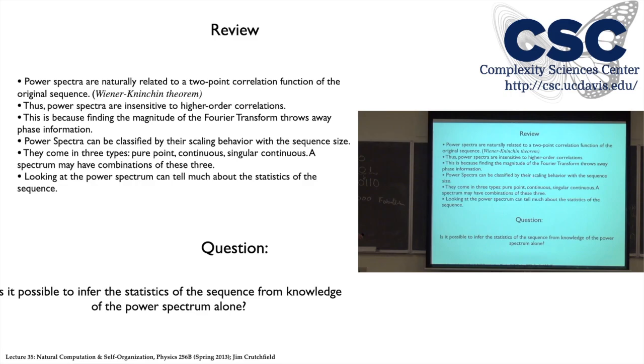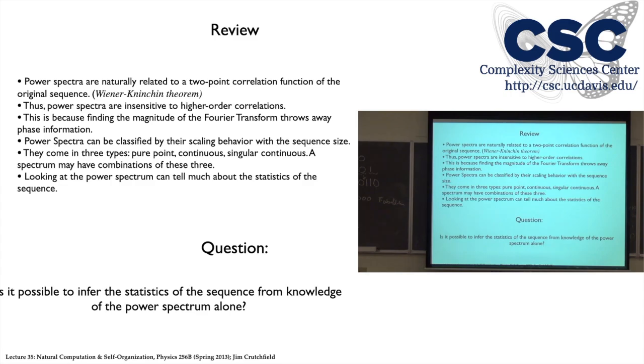Power spectra can be classified by their scaling behaviors. There were 3 kinds that we saw that I talked about. It turns out that pure point and continuous are going to be the ones I'm going to deal with from now on. This singular continuous is truly a nightmare. But as we saw in some of the examples, I can have pure point and continuous in the same spectrum. Different parts of the spectrum can scale differently. I've tried to give you some understanding of what looking at the power spectrum can tell you about the statistics of a sequence.